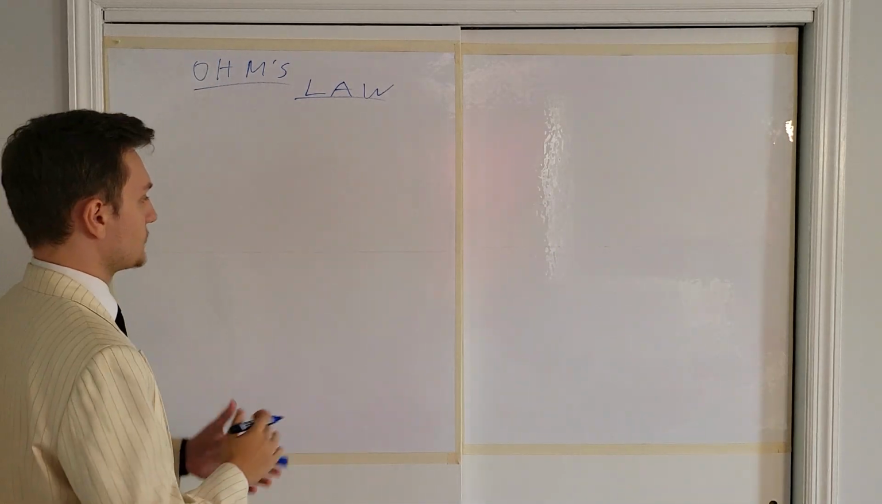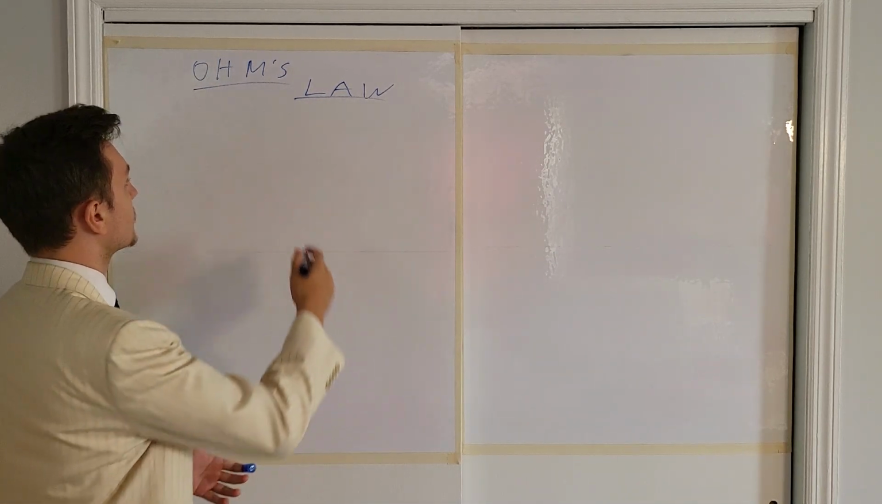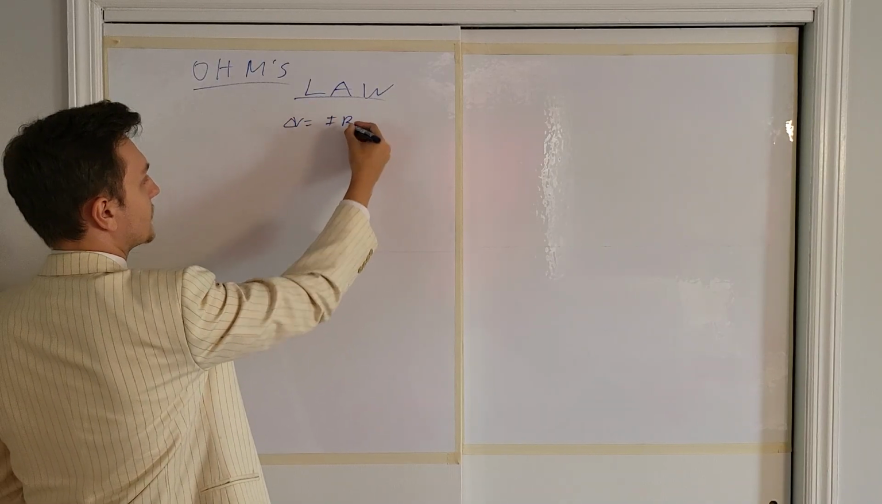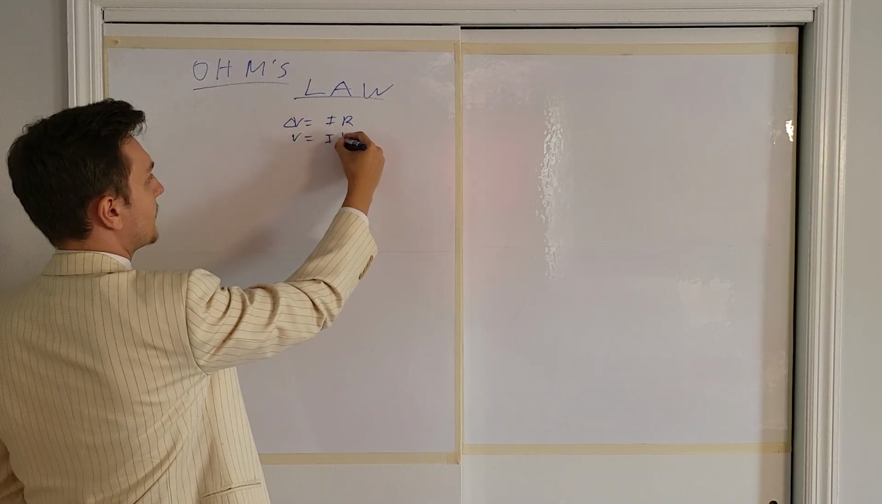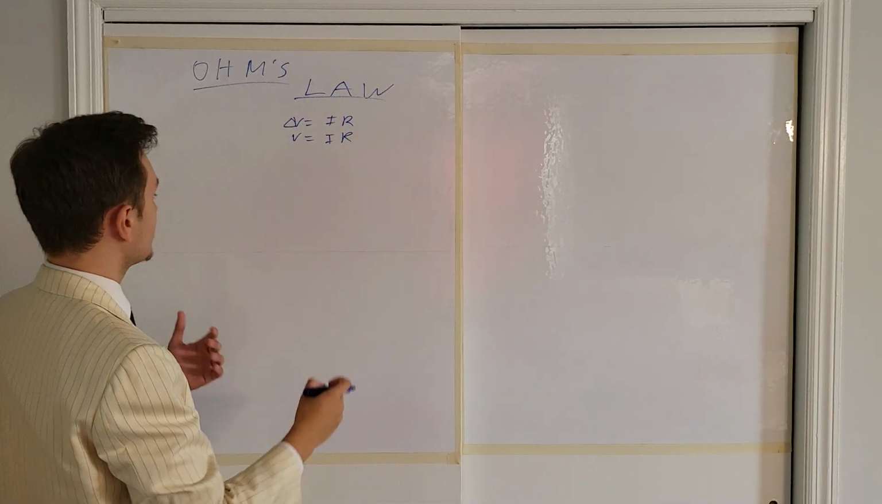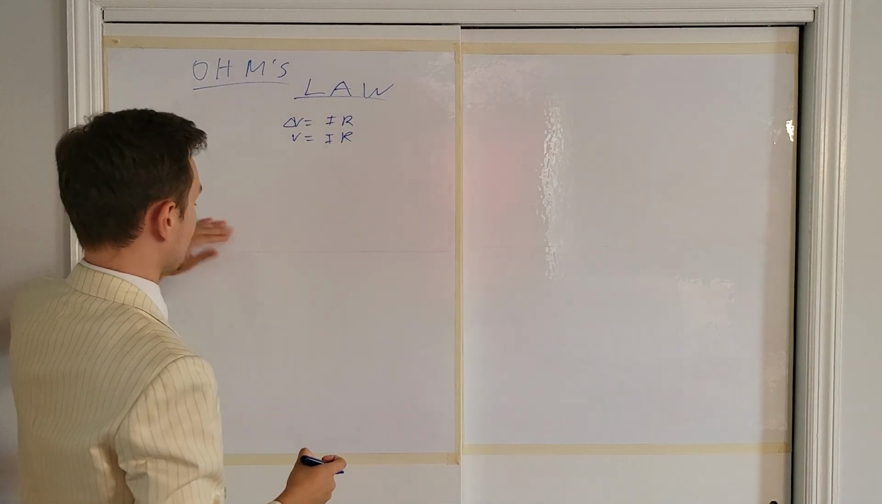First and foremost, what is Ohm's law? Well, it's an equation we use for circuits. Delta V equals IR, or sometimes just V equals IR, okay? Now, to explain this in context, I'm going to use an analogy.